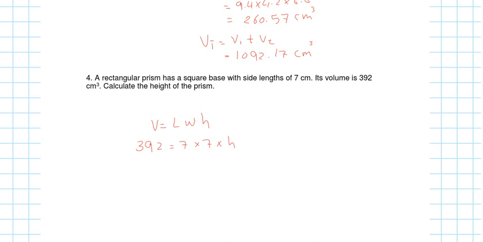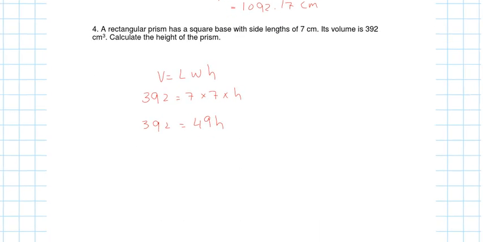What do I do? Move everything over. Sure. Can I just simplify 7 times 7 first? Yes. So 392 equals 49H. To isolate for H, I just divide by 49, and I get the height of the prism. And that will be 8 centimeter.